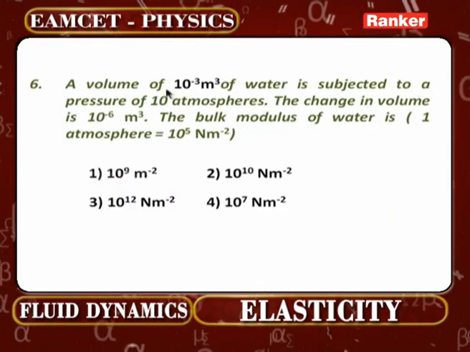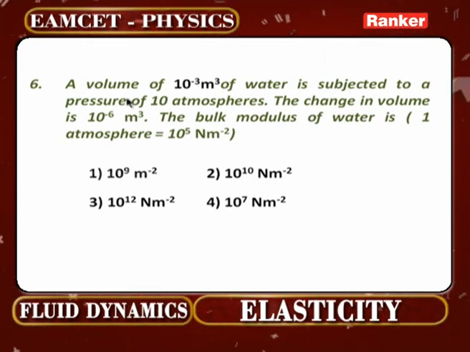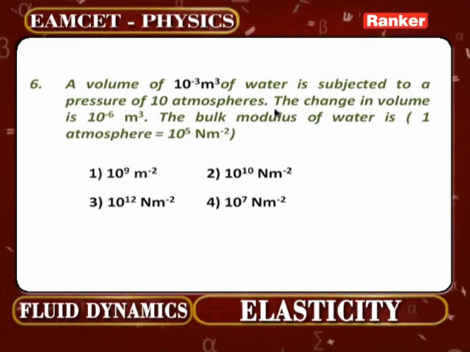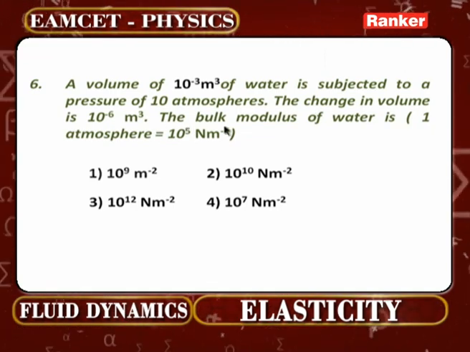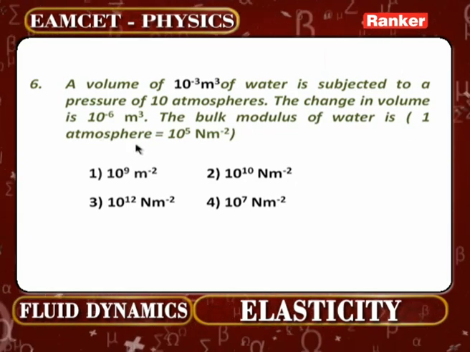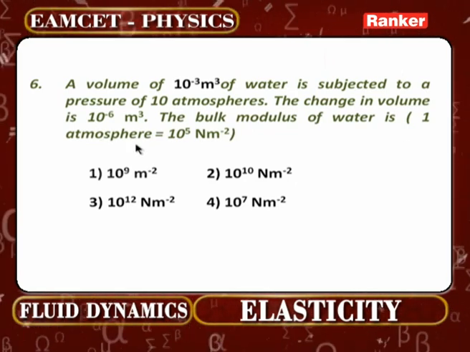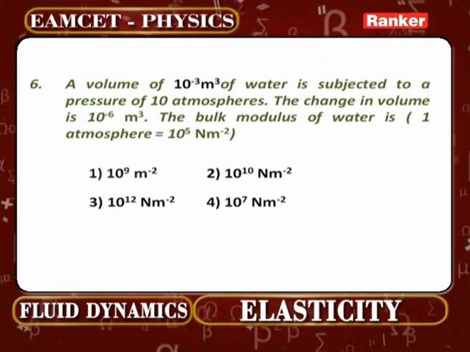A volume of 10 power minus 3 meter cube of water is subjected to a pressure of 10 atmospheres. The change in volume is 10 power minus 6 meter cube. The bulk modulus of water is how much? In fact, 1 atmosphere is equal to 1 into 10 to the power 5. That also is called 10 to the power 5 Newton per meter square.